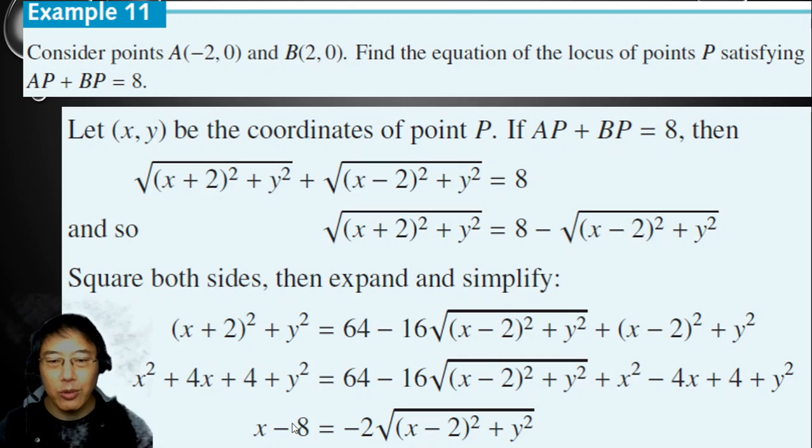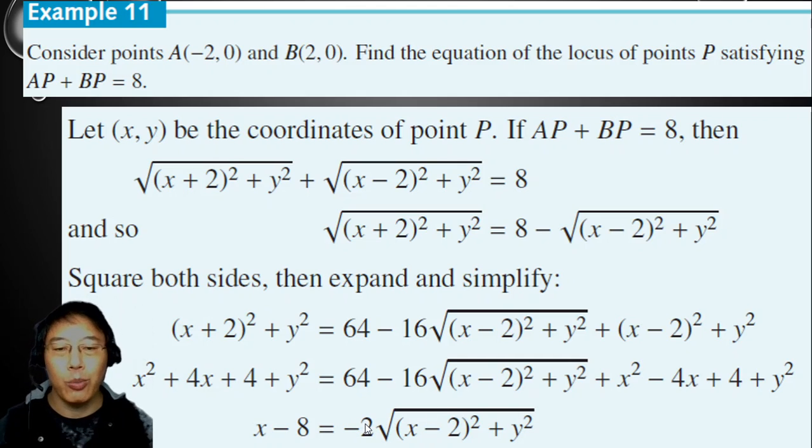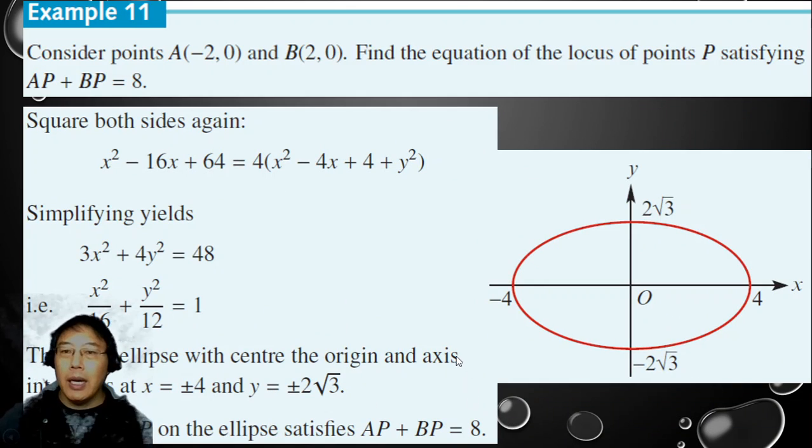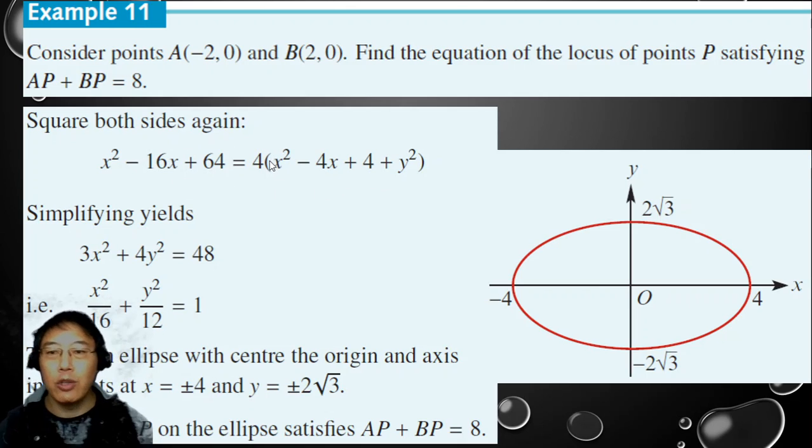That's simplified to that expression. And now you have a single square root here. There's a coefficient, which is not a problem. So what you do now, you can square that whole equation. Now you square both sides, you get this new equation. You need to expand it and regroup the like terms.